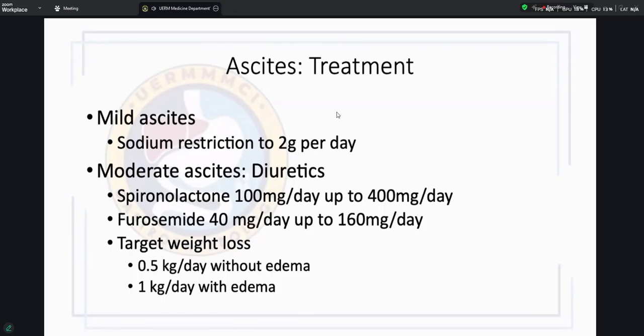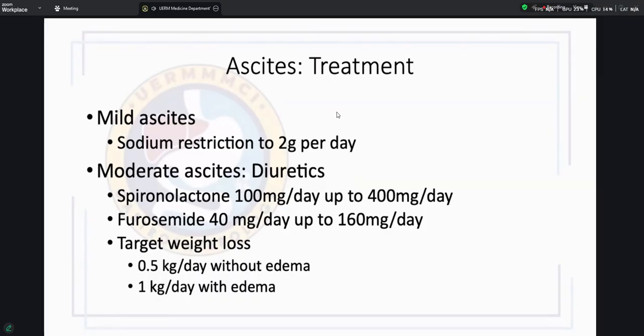For moderate ascites, diuretics are usually needed. The first-line diuretic for ascites is spironolactone. This is an aldosterone receptor antagonist. Spironolactone is the first line because aldosterone levels are high in cirrhosis. So this helps increase the excretion of salt and water while retaining potassium. So this cannot be given to patients with hyperkalemia.